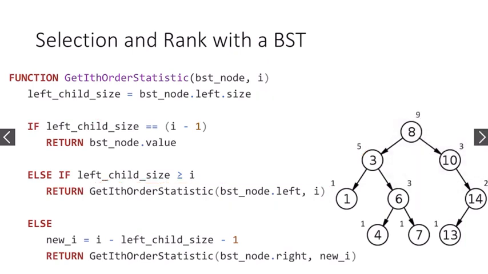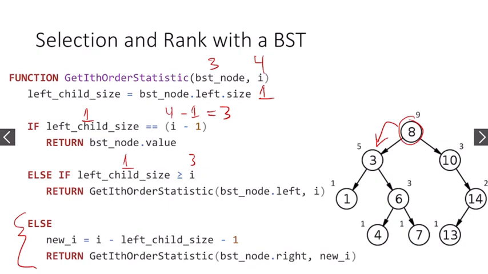So at this point, we've moved from 8 down to 5. So we're at the node 3, and we're still looking for the 4th biggest number. What's the size of the left child? The left child is now of size 1. So we have 1 here, and we're going to compare that to I minus 1, which is still 4 minus 1, which is 3. 1 is not equal to 3. 1 is also not greater than or equal to 3. So we're going to come down here to the else branch.